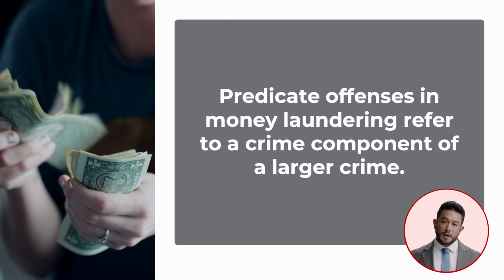Predicate offenses in ML refer to a crime component of a larger crime. In a financial context, the predicate offense would be any crime that generates monetary proceeds. The larger crime would be money laundering or financing of terrorism. A predicate offense is a crime that is a component of a more serious crime. For example, producing unlawful funds is the primary offense, and money laundering is the predicate offense. In money laundering, a predicate offense that generates funds or assets is required as an entry condition.